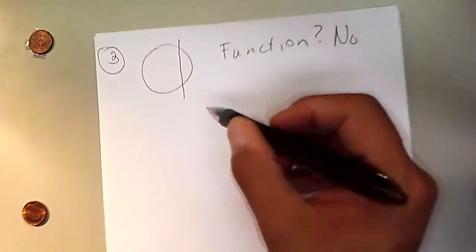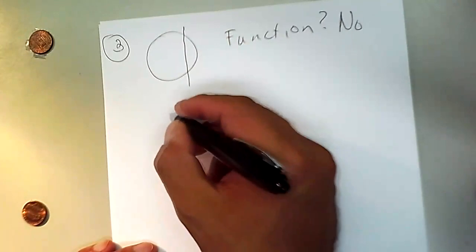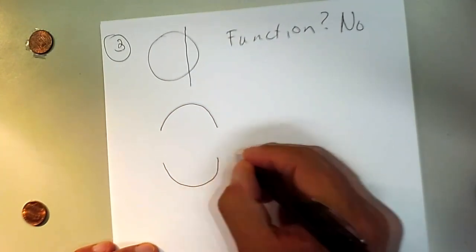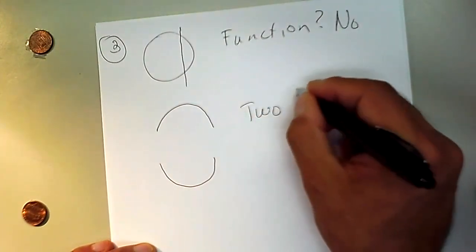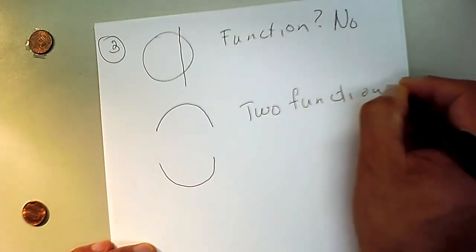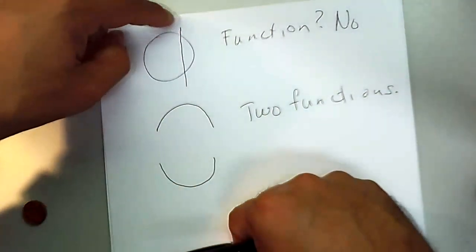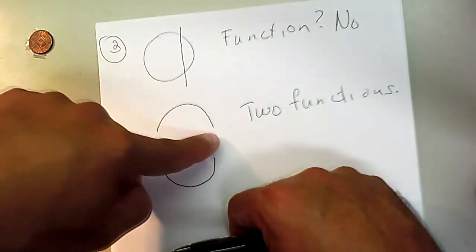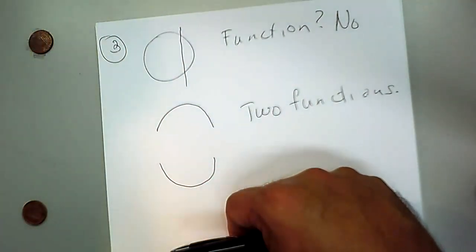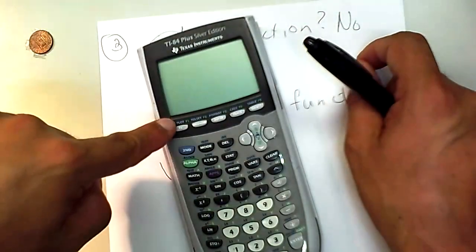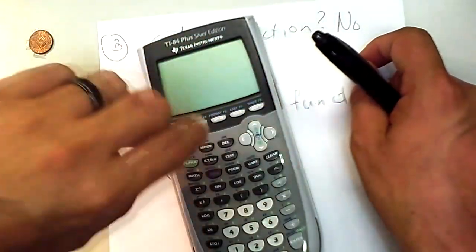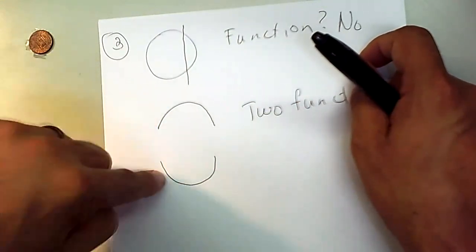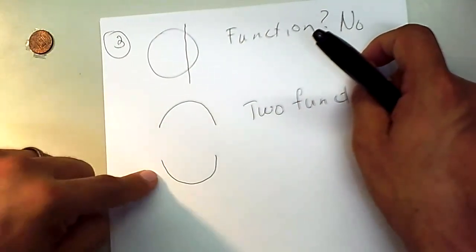Okay, so how do we fix it? Well, we have to split that into two functions, the top and the bottom. So now we got two functions. The circle as a whole is not a function, but there is now a top function and a bottom function. So if you wanted to draw that on a graphing calculator using y, you have to have y1 and y2, two functions, one for the top, one for the bottom. It doesn't matter which one you do first, and then that will work.